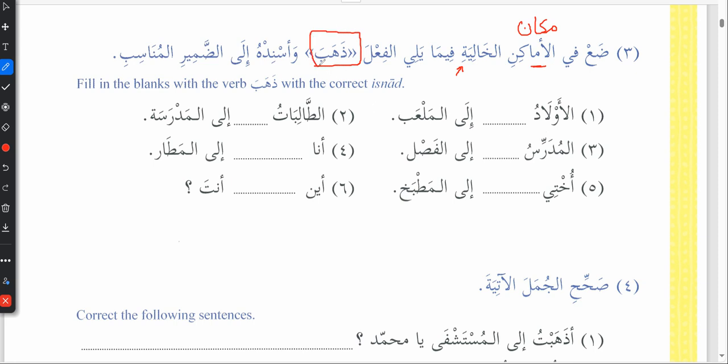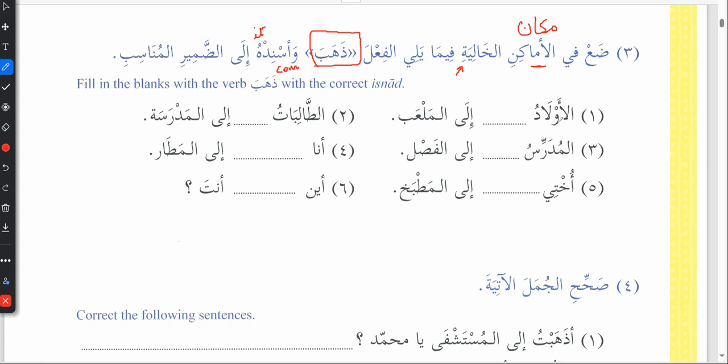Wa asnidhu, this is the command. Asnidhu, it. So here it's it. Means you have to form here the verbs accordingly, according to the sentence given, with the attached damirs. Ila damir munasib, suitable damirs. So the first one is al awlad. So how are you going to know what damir you have to attach with dhahaba? First of all, check the sentence.